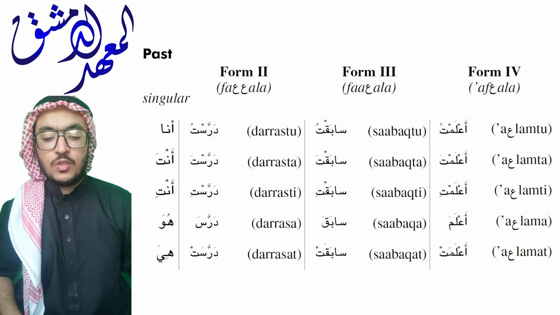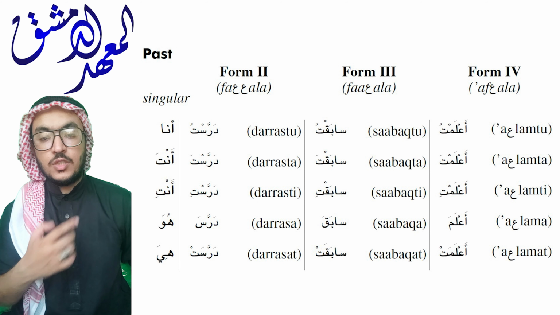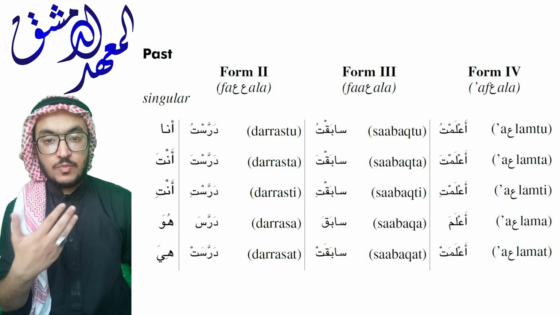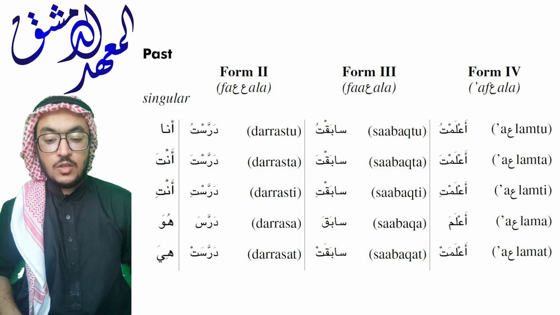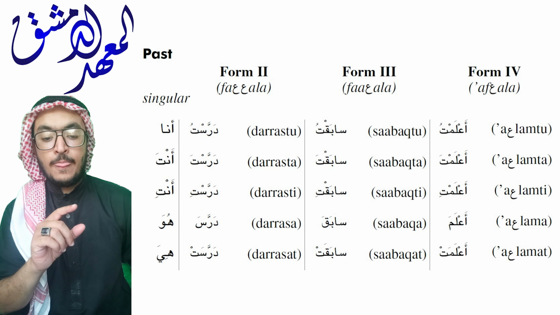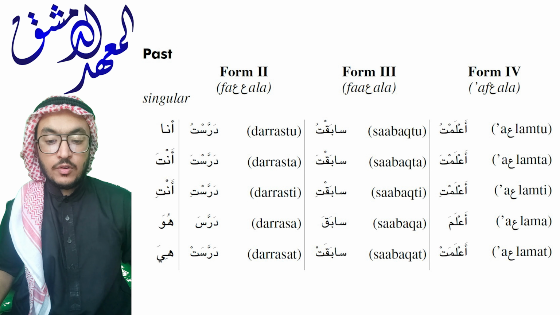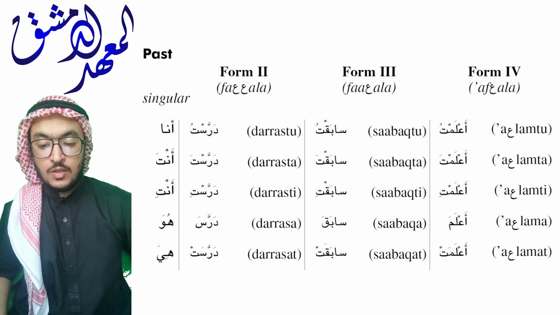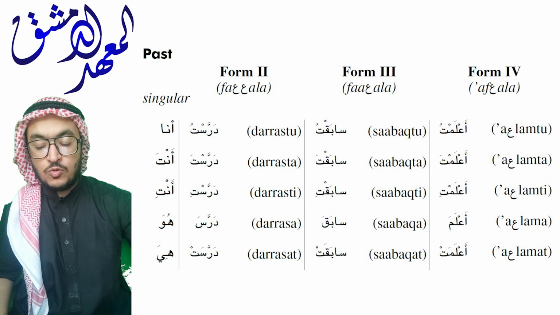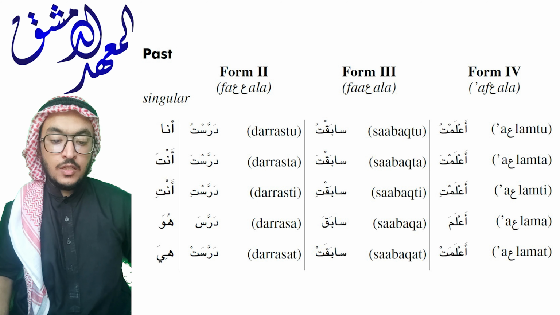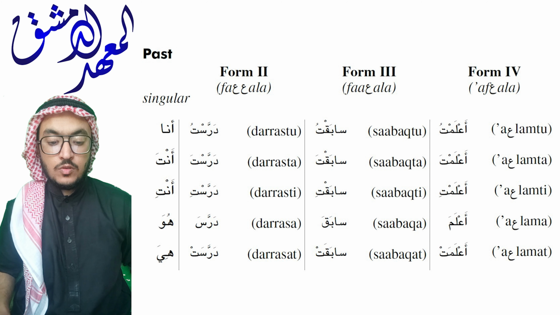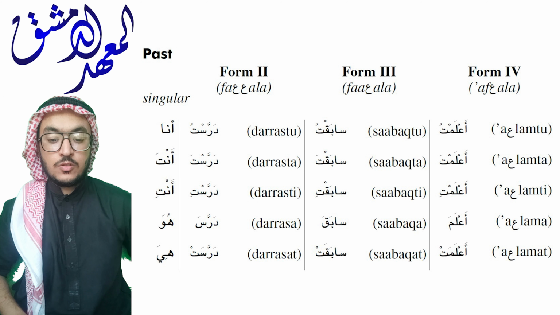And here's a table showing the past and present tenses for these 3 verb forms with some example sentences. So first we'll learn these 3 forms. First we have daras, darrasa, yudarrisu. Then we have sabaka, yusabiku. And then we have alama, yu'alim. So darrasa, yudarrisu. Ana darrastu, anta darrasta, anti darrasti, huwa darrasa, hiya darrasat.